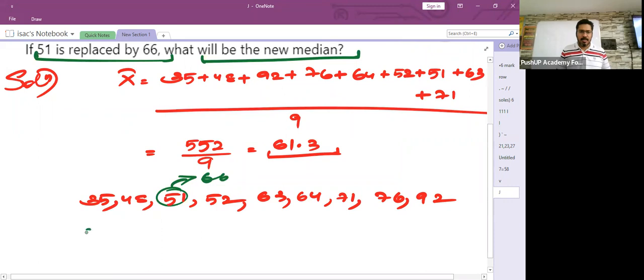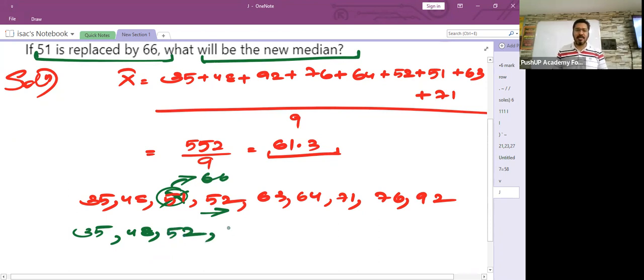Just a minute. If 51 is replaced with 66, don't you feel this will be the new arrangement of data? 35, 48. 51 is no more existing, isn't it? So instead of 51, you will arrange 66. But after 48, I cannot write 66, because the number which is coming after 51 was 52, isn't it? So first I cannot write 66 and then 52. So I have to be a little careful at this point.